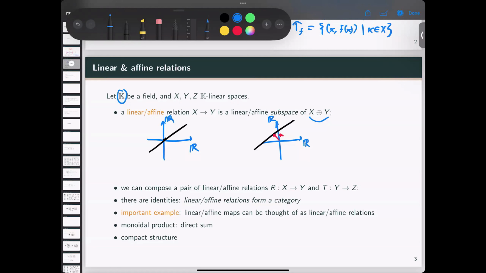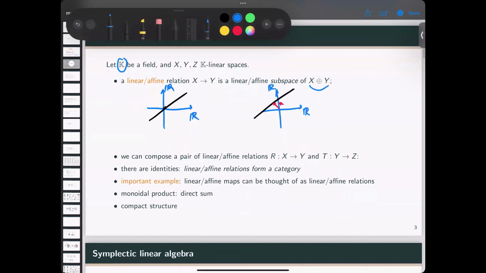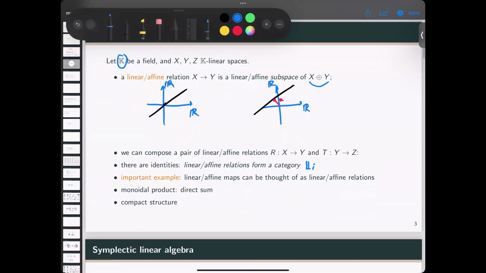But the conclusion of this is that we also have a category now whose objects are K vector spaces or K linear spaces, and whose morphisms are linear or affine relations. So we're going to call these categories linear relations over K or affine relations over K.